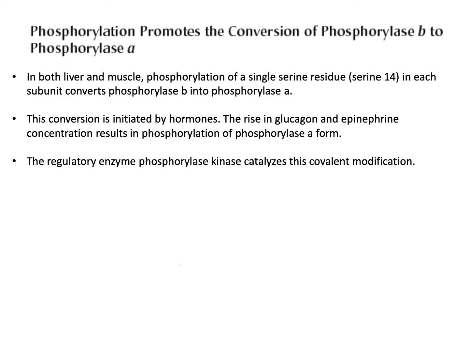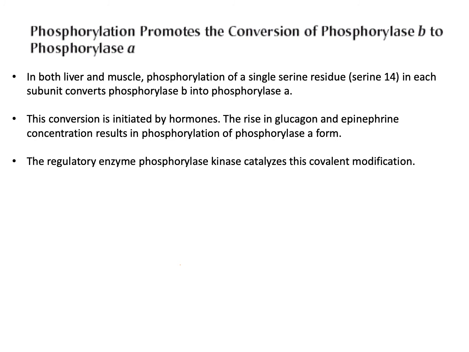Phosphorylation promotes the conversion of phosphorylase B to phosphorylase A. We know the phosphorylase A form is the active form. Therefore, we can say phosphorylation activates the phosphorylase enzyme and stimulates glycogen breakdown. In both liver and muscle, phosphorylation of a single serine residue in each subunit converts phosphorylase B into phosphorylase A.